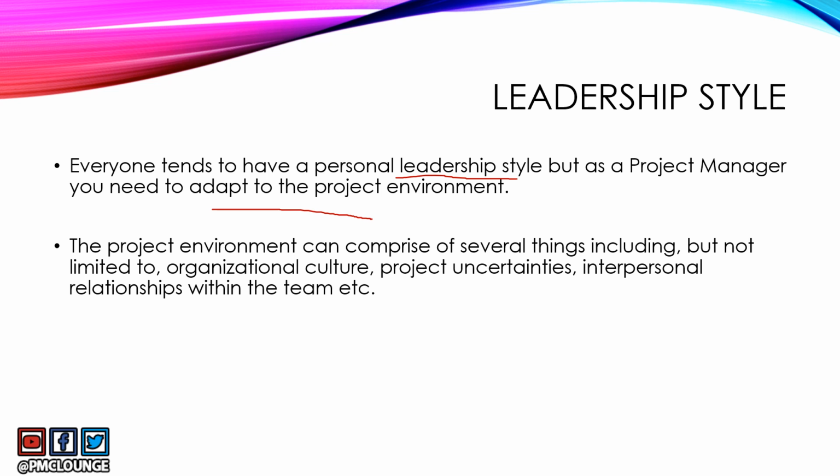Now, what is this project environment? Project environment can comprise of several things. It can include organizational culture. What is the culture of your organization? It can include uncertainties in your project and how your team deals with such uncertainties. If it is a high uncertainty environment, what should be your leadership style, right? So it is going to impact that. The environment of your project also includes interpersonal relationships within your team. What is the chemistry? What is the kind of interpersonal relationship that your project team members exercise? So all these and some more things make up the project environment, and you as a project manager, you as the leader of the project, need to adapt to this project environment, and this is going to define what kind of leadership style you need to employ.